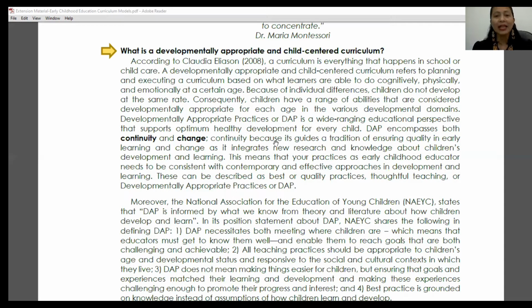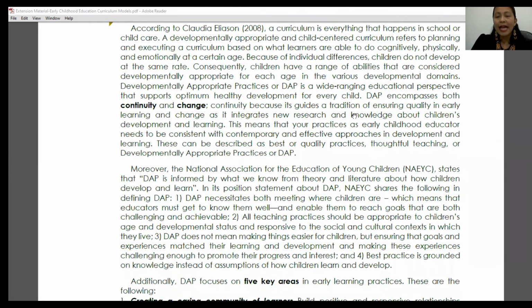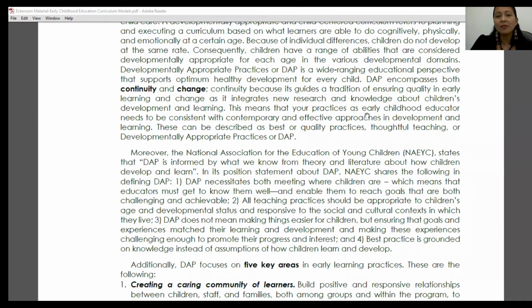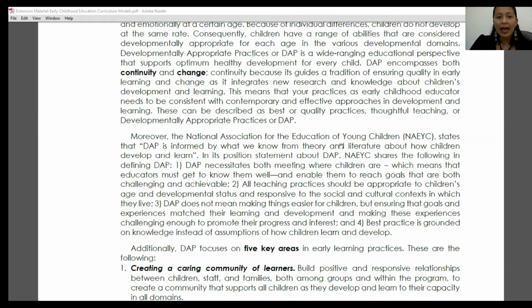So this means that children have a range of abilities that are considered developmentally appropriate for each age in the various developmental domains. Now, DAP, or the developmentally appropriate practice, encompasses both continuity and change. When we say continuity, this means that it guides a tradition of ensuring quality in early learning, and change as it integrates new research and knowledge about children's development and learning.